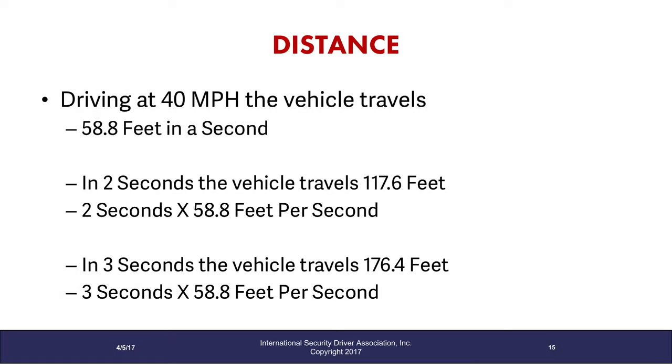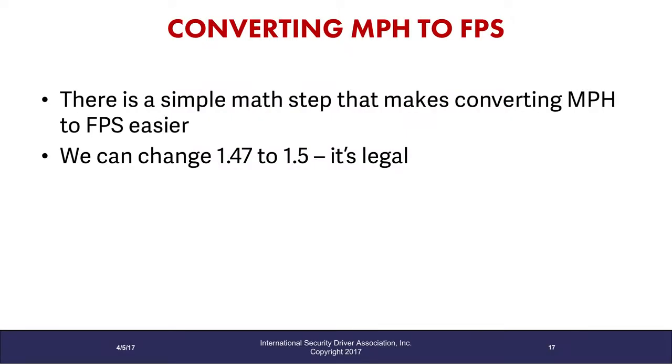From the previous slide, we found that driving 40 miles per hour, the vehicle will travel 58.8 feet in a second. So in 2 seconds, the vehicle will travel 117.6 feet, and in 3 seconds, the vehicle travels 176.4 feet. We got that in the 2 seconds by multiplying 2 by 58.8, and in the 3 seconds, we got that by multiplying 3 times 58.8. Just basically simple math. There is an easier way of converting miles per hour to feet per second.